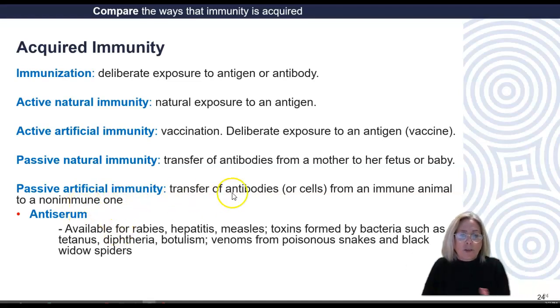So what you can give to them in the interim is the antibodies, right, to neutralize and destroy the particular pathogen. And these anti-sera are available for things like rabies, hepatitis, measles, toxins formed by bacteria such as tetanus, which I mentioned, diphtheria, botulism, also venoms from poisonous snakes and black widow spiders. The most important thing to note here, everybody, is that your immune system is not doing anything with this passive, natural or artificial immunity, and it's short-lived, okay, compared to the active one.